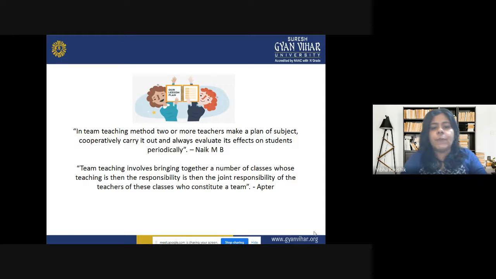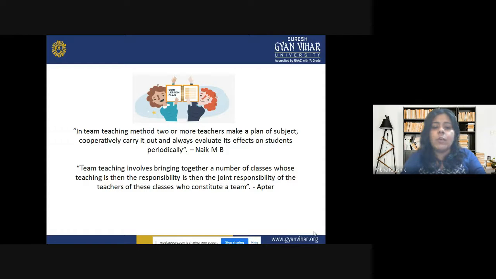In the team teaching method, two or more teachers make a plan of subjects. Means when we are talking about team teaching, more than two teachers come together, make a plan of a particular subject, cooperatively carry it out, means they execute it together, and always evaluate its effect on students periodically and also take the evaluation of how much the student has learned a particular concept. This definition was given by Nayak MB.